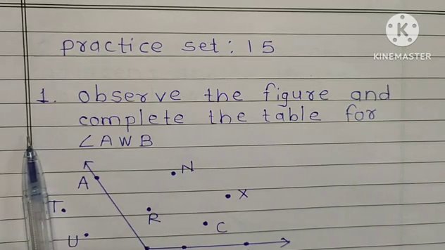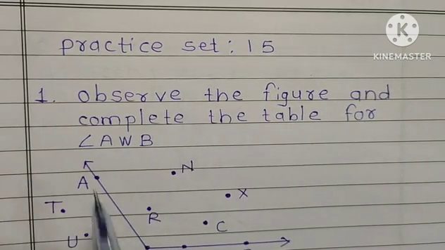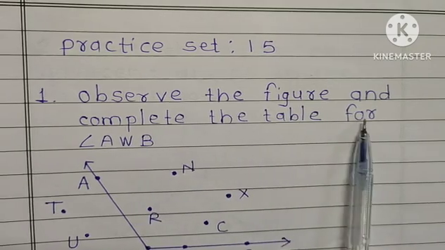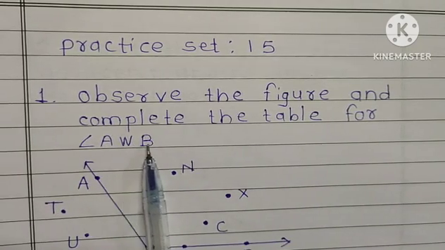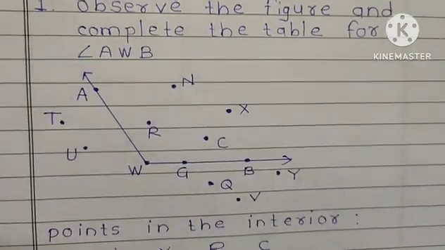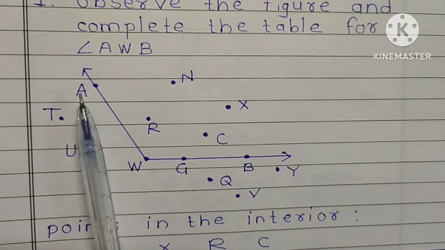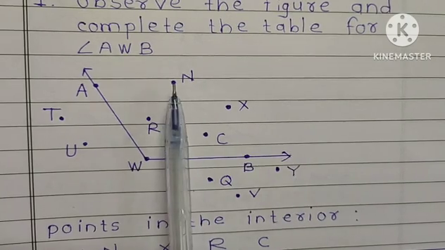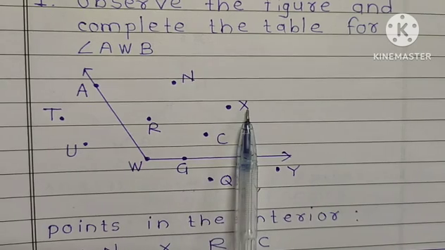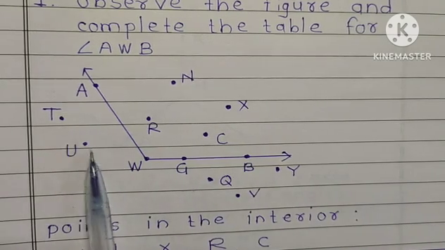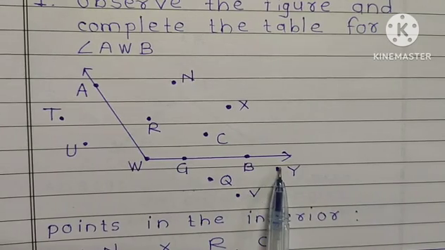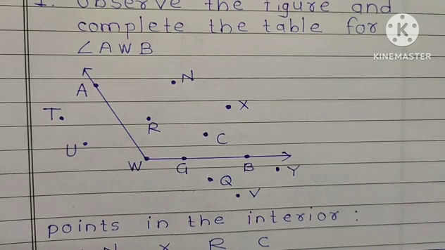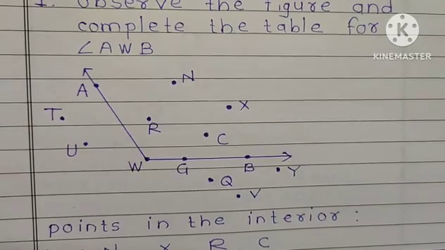So, question number 1 of practice set 15. Observe the figure and complete the table for angle AWB. This is the figure given. This is angle AWB and these are some points. Complete the table which is given below.